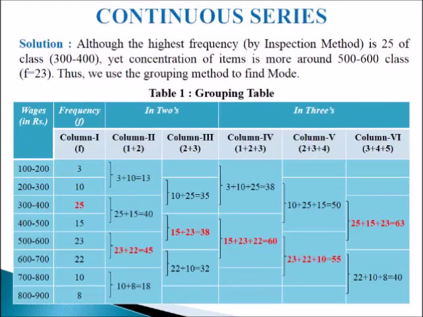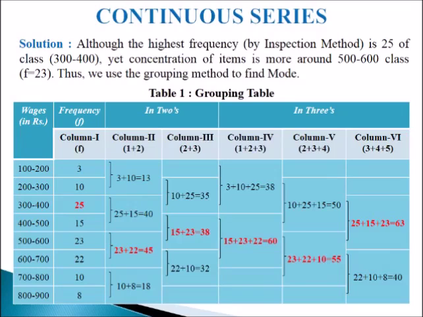So, although the highest frequency by inspection method is 25 of class interval 300 to 400, as we have seen in the question, yet concentration of items is more around 500 to 600 class interval, that is 23. Thus, we use the grouping method to find mode. So, let's start with table number 1, that is grouping table.